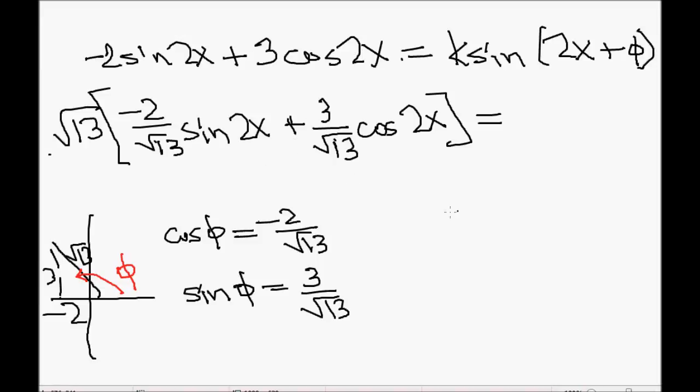So basically we conclude that phi is equal to the arc cosine of negative 2 over the square root of 13. That's an angle between 0 and pi. And then it's just a matter of plugging into a calculator to figure out what phi is. So k is equal to the square root of 13, and phi is equal to the arc cosine of negative 2 over the square root of 13, whatever that is after plugging into a calculator.